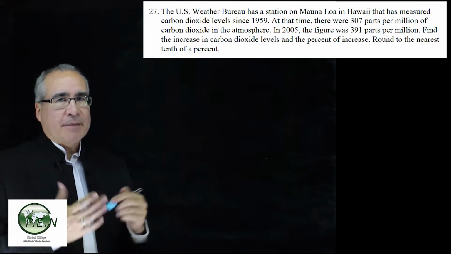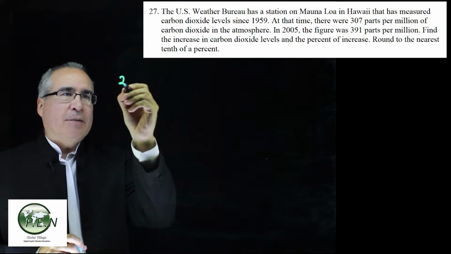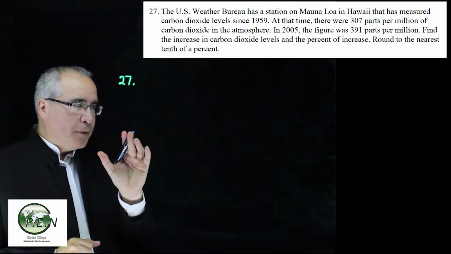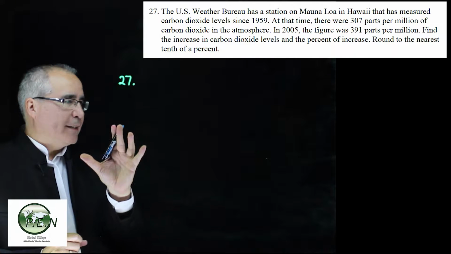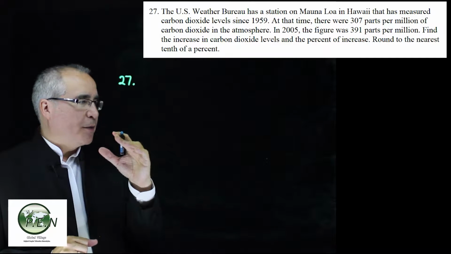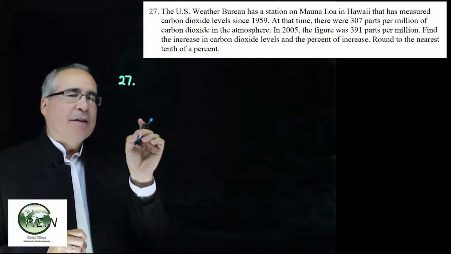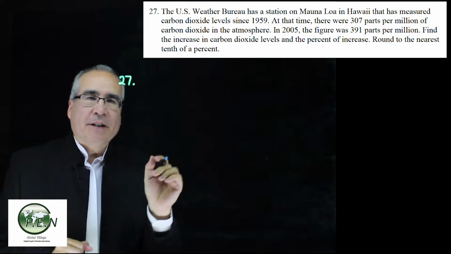So 27. Again, I'm not going to read it all until I get going. So I'm going to write 27. What do we got? Let's read that last sentence, round to the nearest tenth of percent. That's an instruction. Okay, back up a little bit more. Find the increase in carbon dioxide levels and the percent of increase. Percent of increase, all right.